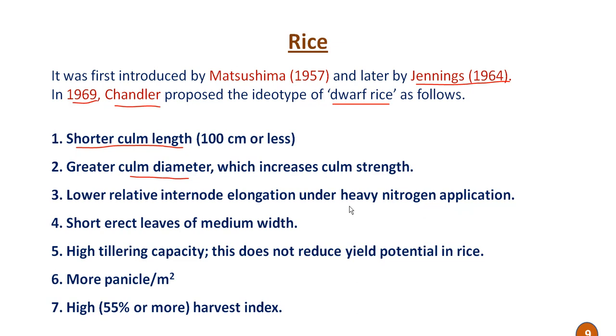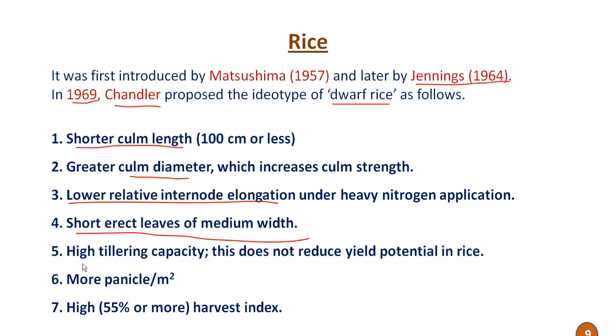Under heavy nitrogen application, the relative internode elongation is lower, and a plant having lower internode elongation is preferred over having greater internode elongation. Short erect leaves of medium width. Here again the leaves are in the erect direction, erect leaves with short length and medium width.